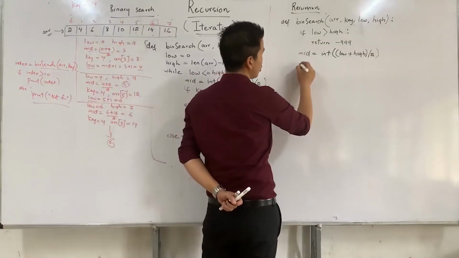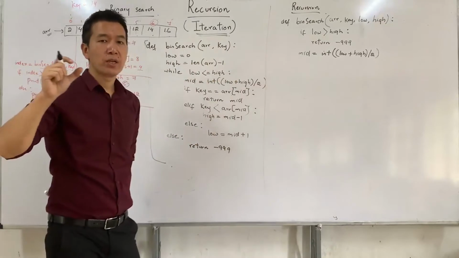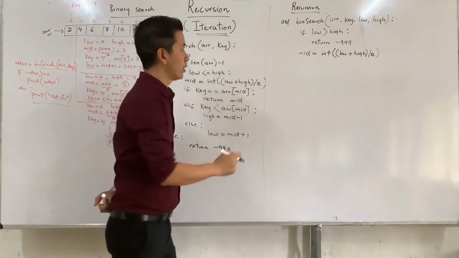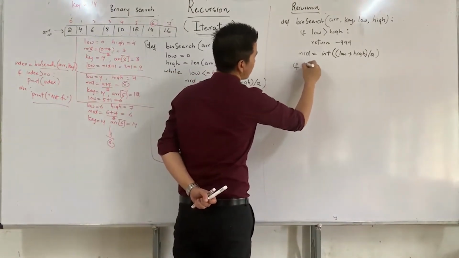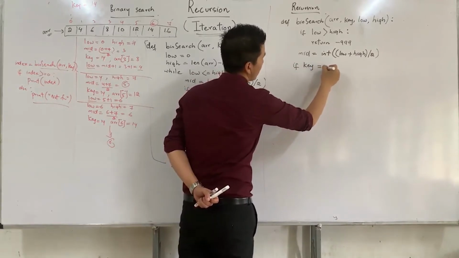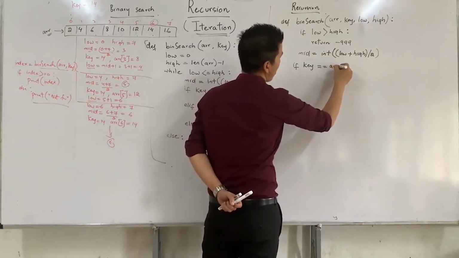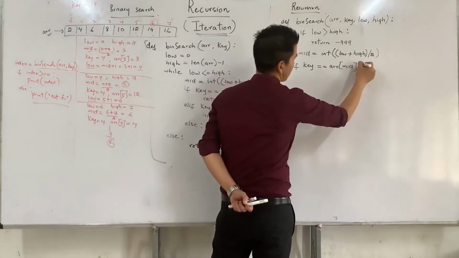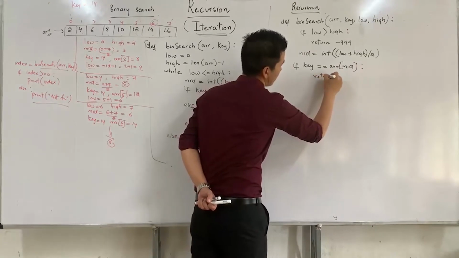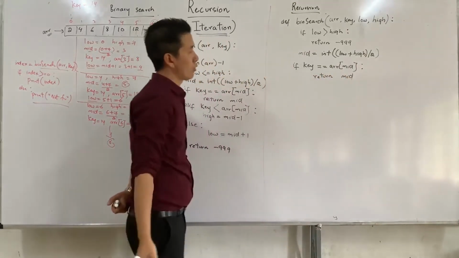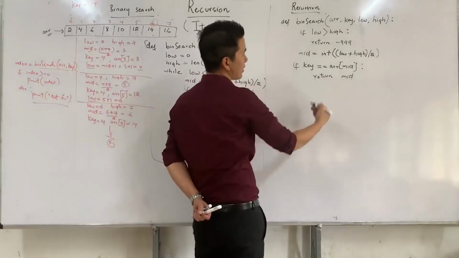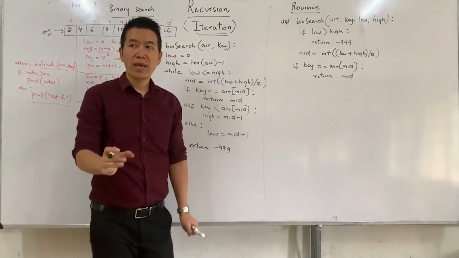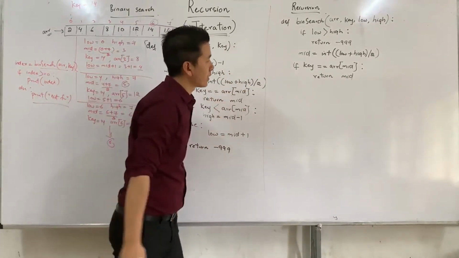So again, just check for the first condition, whether the key to be searched for is indeed equal to the middle element. How do you do it? If key is equal to the middle element, which is ARR of mid, then it's done and dusted. Return the value of mid. If it's found, then we need to return the value of mid. So again, you could say that this is the second base case for the program.